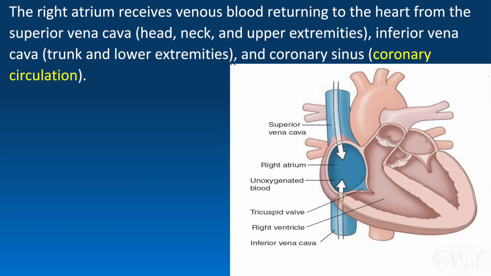The right atrium receives venous blood returning to the heart from the superior vena cava, that is from head, neck, and upper extremities, then inferior vena cava, that is from trunk and lower extremities, and coronary sinus, that is coronary circulation.